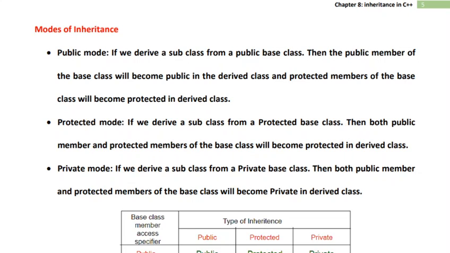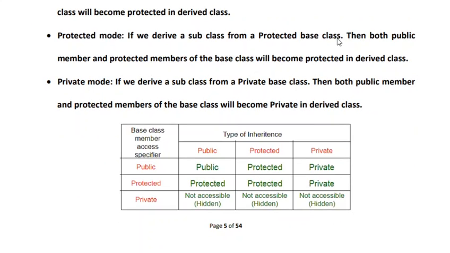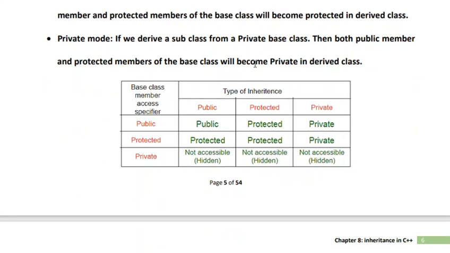So these are the three important modes of inheritance, using which you can inherit derived classes from the base class. Now, this is a very simple table that tries to summarize whatever we've discussed. So here we have base class member access specifier: public, protected, and private. These are the access specifiers of the members in the base class. Now, types of inheritance: we have public, protected, and private.